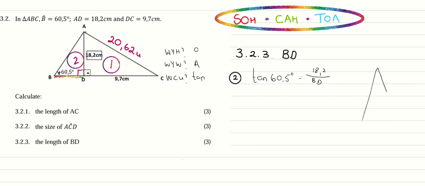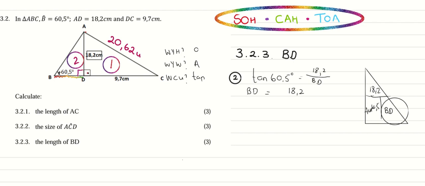Now again, we use our triangle to help us out a bit. So we have the tangent 60.5 over here, we have the 18.2, and we have BD. So to get BD, we say 18.2 divided by tangent of 60.5, and this works out to give us 10.297, which we can simplify as 10.30 units. Okay, and that is the length of BD, done and dusted.